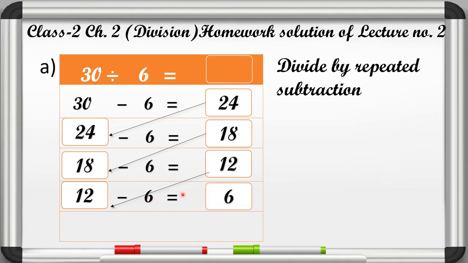Now the last step, 6 minus 6. So we will write here 6 minus 6. And 6 minus 6 is equal to 0. So how many times we have subtracted 6 beta? 1, 2, 3, 4, 5. 5 times we have subtracted 6. So our answer is number 5. Understood beta?